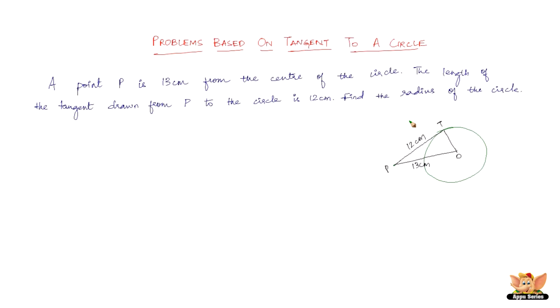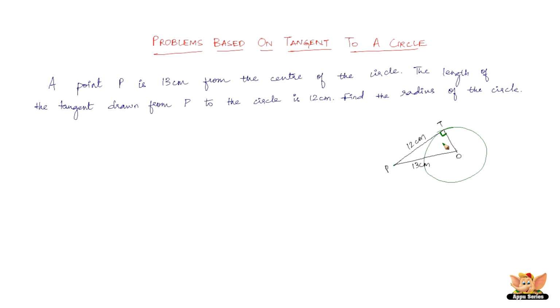Going back to recalling those properties of tangents to a circle, we had this property which said that tangent is perpendicular to the radius of the circle at the point of contact. So the tangent PT is perpendicular to the radius of the circle OT through the point of contact. So here is a right angle, which makes this triangle POT or PTO a right angle triangle.